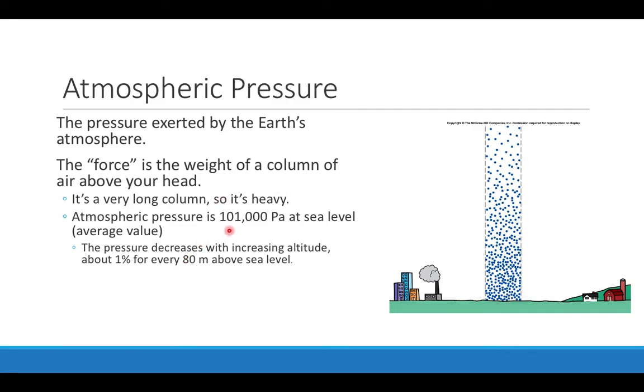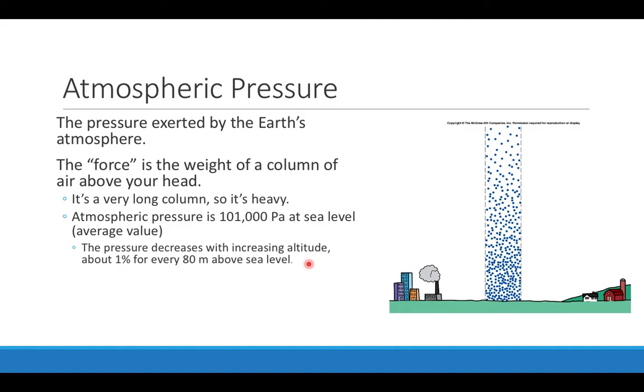And what we would measure is that the pressure at sea level, this is an average value, is 101,000 Pascal. That seems like a pretty big number. So atmospheric pressure actually seems to be pretty big, and that's because that column is very long, and it's pretty heavy when you add up all that air that's in that column. The pressure does decrease with increased altitude, and it decreases by 1% for every 80 meters above sea level.